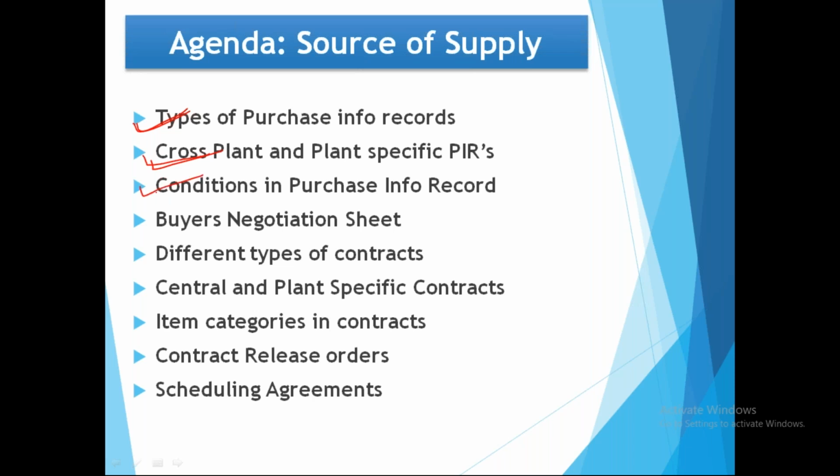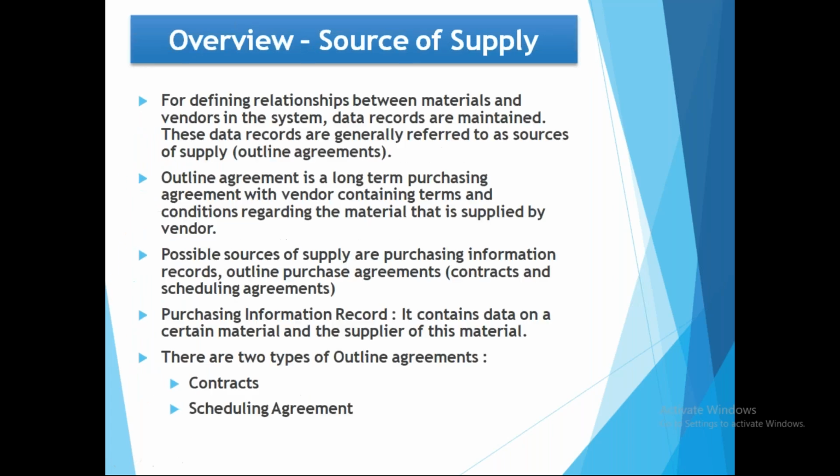How the conditions are maintained in the purchase info records. We will see what the buyer's negotiation sheet is. Then we will see different types of contracts, central and plant specific contracts, and how to maintain item categories in the contracts. Then we will understand contract release orders, and then we will see scheduling agreements. So these are the topics we will be covering in the source of supply.